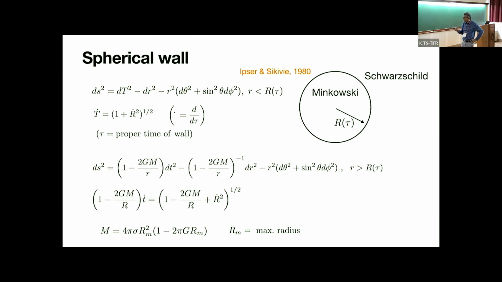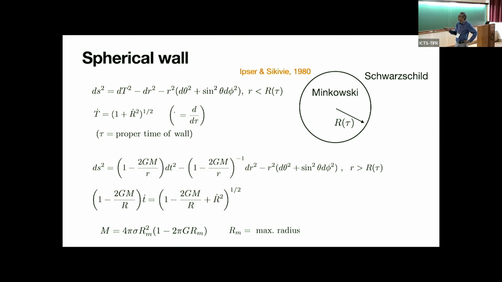The other thing to discuss is the spherical wall. And again, Ipser and Sikivie found the metric. And so you have the wall over here with the radius capital R of tau. Then you know that inside the spherical wall, the metric has to be flat, right, by Birkhoff's theorem. So inside is Minkowski, and outside it has to be Schwarzschild.